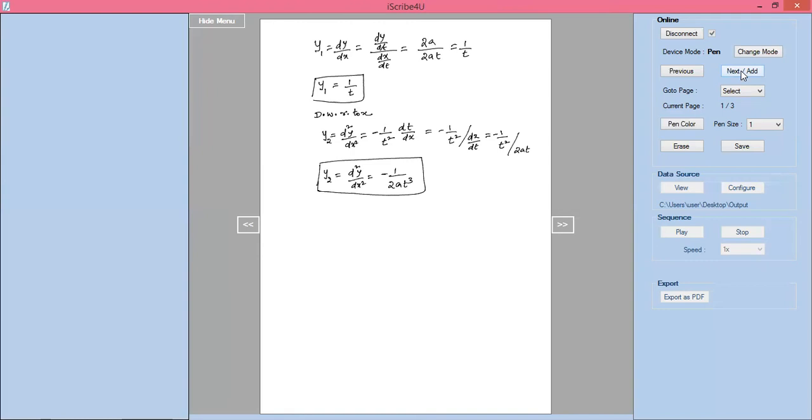Now I found y1 and y2, so I have to find x bar and y bar. x bar equal to x minus y1 divided by y2 into 1 plus y1 square. y bar equal to y plus 1 plus y1 square divided by y2. These are the formulas for the center of curvature, we know that. Now I'll substitute x bar equal to, what is x?